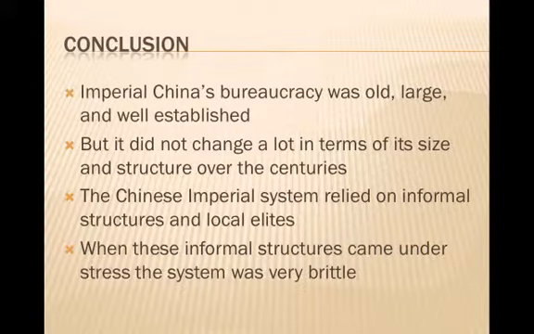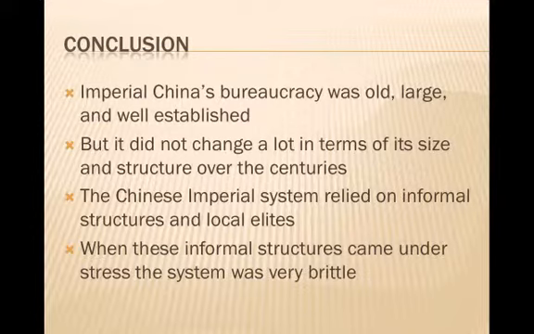Now, to the conclusion. To sum up, Imperial China's bureaucracy was old, it was large, and it was well established. But it did not change a lot in terms of its size and structure over the centuries. There's a remarkable case of continuity here, especially when you start looking from the Song dynasty onwards. The Chinese imperial system really relied on informal structures and local elites. It wouldn't have functioned very well without them.